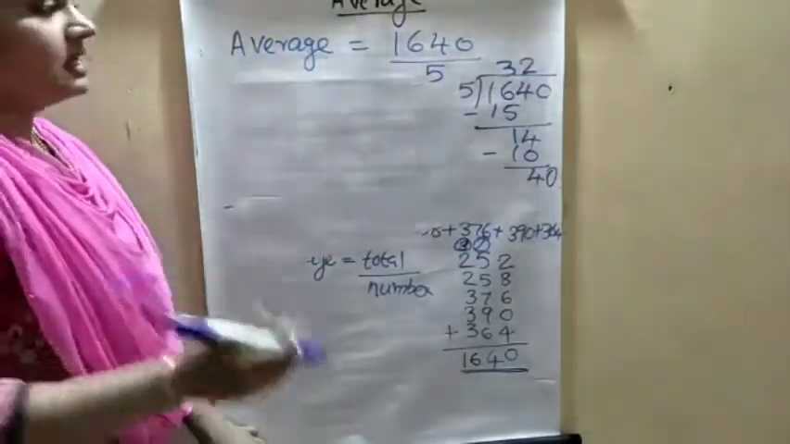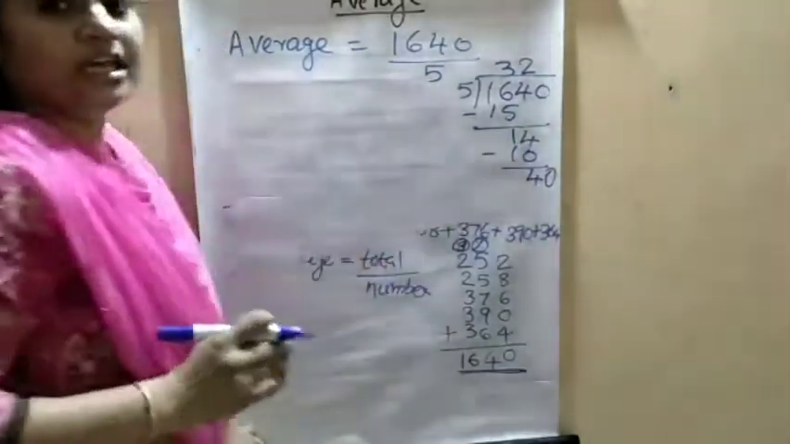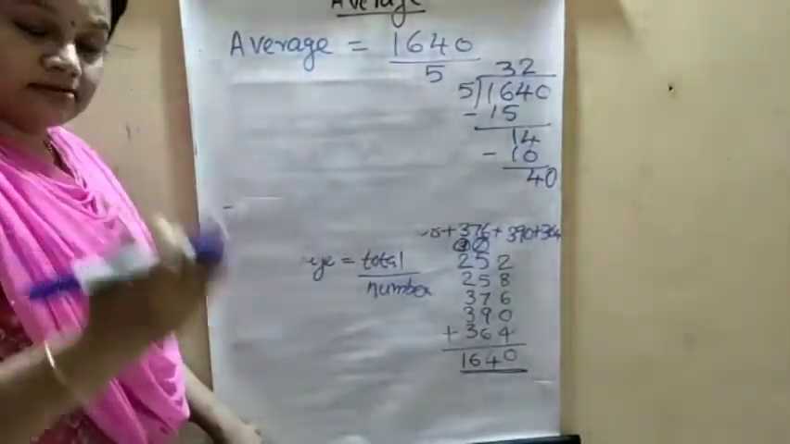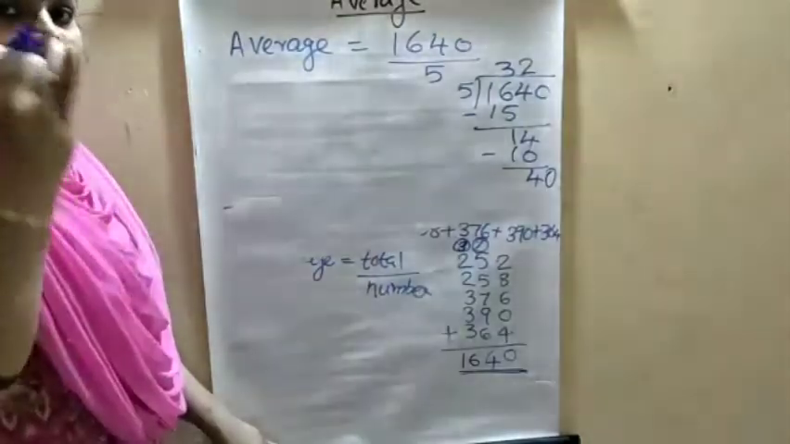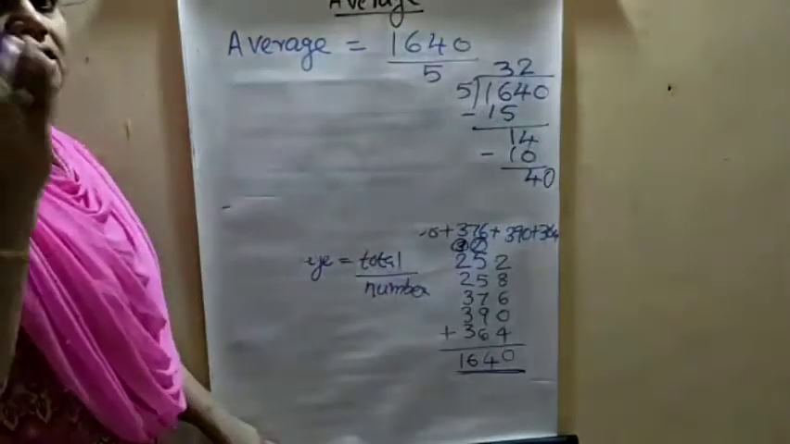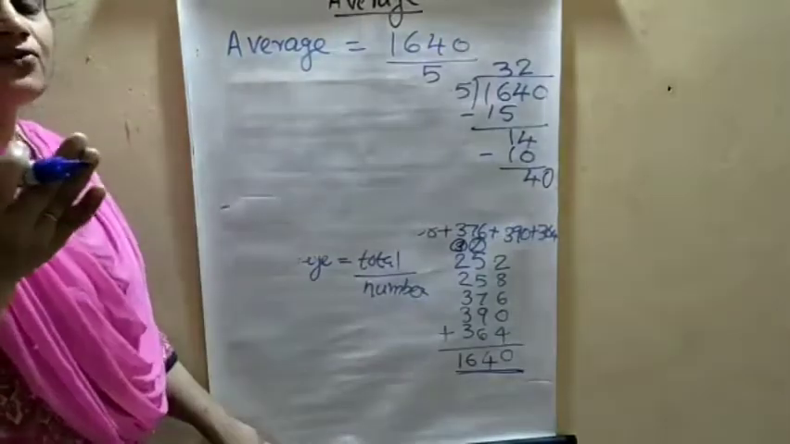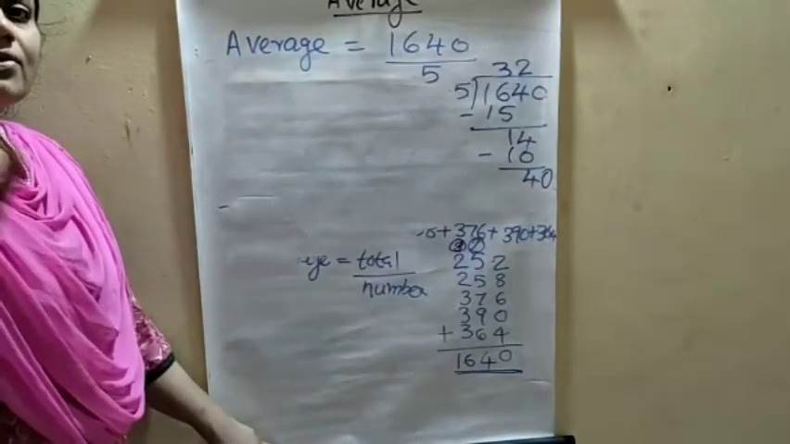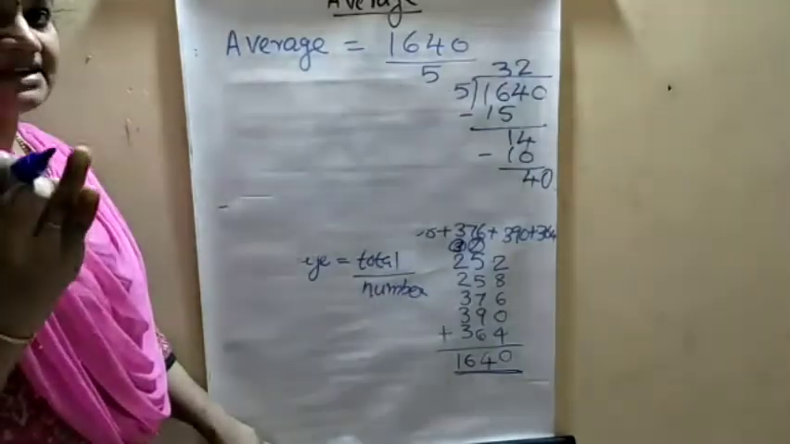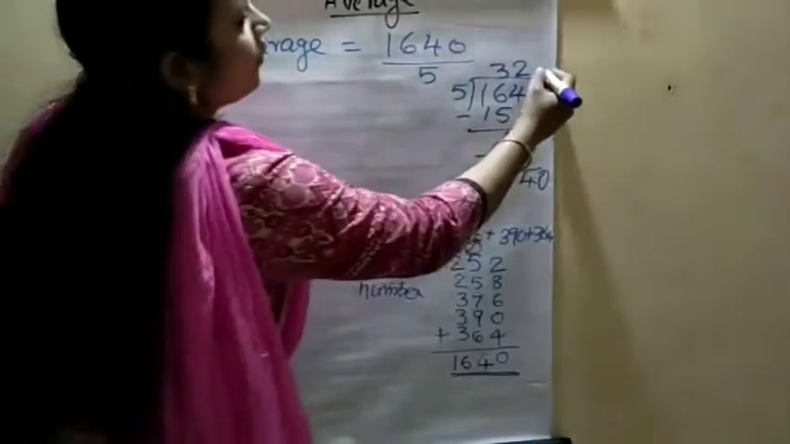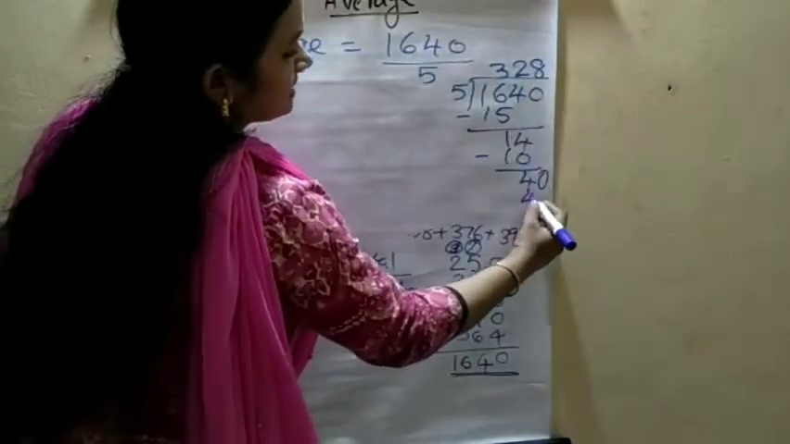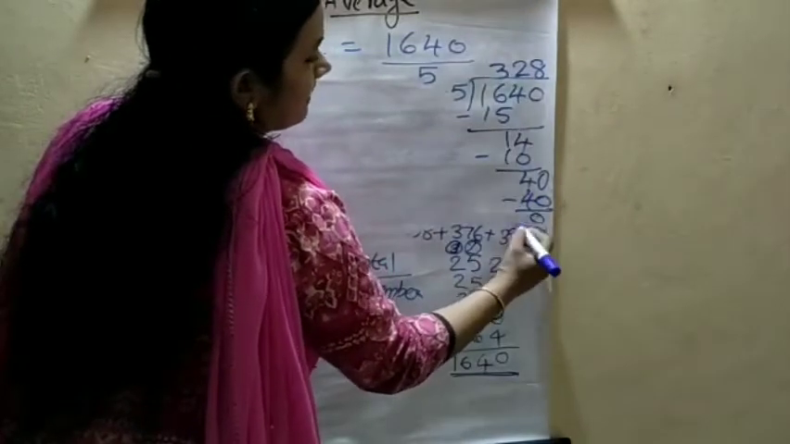It's a 40. Then 5, how many times in 40? Say the multiplication table of 5 again. 5 ones are 5. 5 twos are 10. 5 threes are 15. 5 fours are 20. 5 fives are 25. 5 sixes are 30. 5 sevens are 35. 5 eights are 40. Minus.